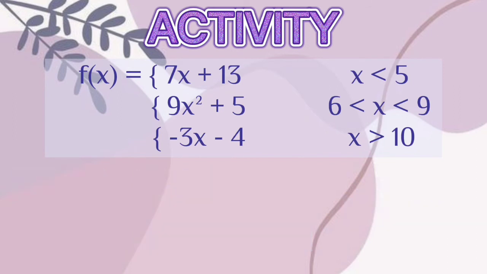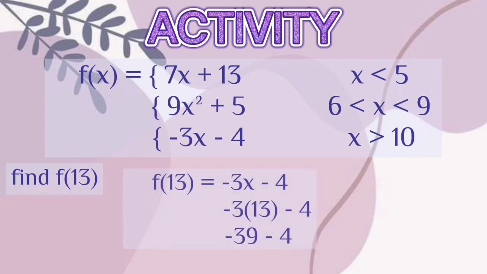For the last one, find f when x is 13. Now we have a bigger number, so we will use x is greater than 10. What is the expression? The expression is -3x minus 4. Here is the solution. The expression -3x minus 4, and we'll substitute the 13 for x. So we'll have -3 times 13 minus 4.